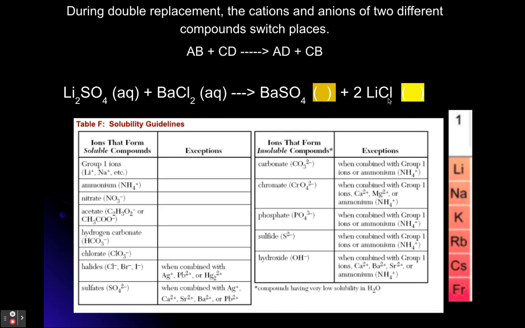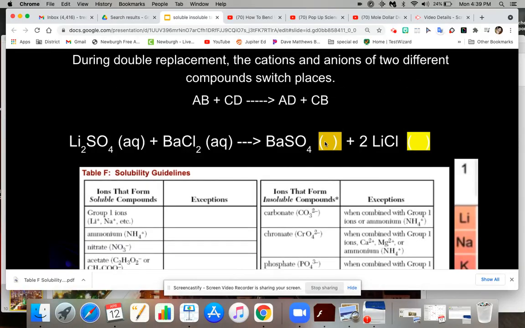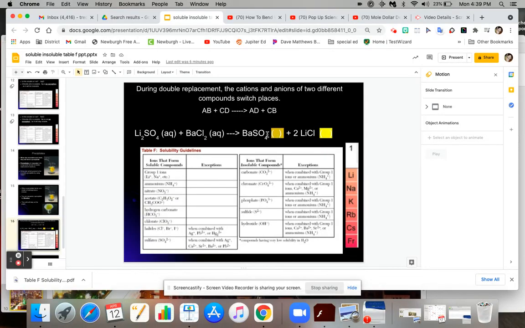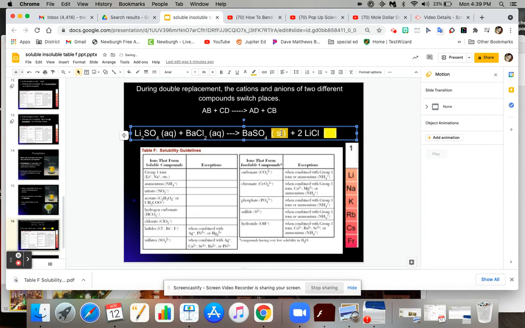Let's do lithium chloride. Chloride is here. Lithium is not one of the exceptions. That means that chloride will stay soluble. Okay, so what does that look like? Well, if barium sulfate will precipitate, that means it's going to become a solid precipitate. And LiCl, lithium chloride, is soluble in the water, so it will be aqueous, AQ.